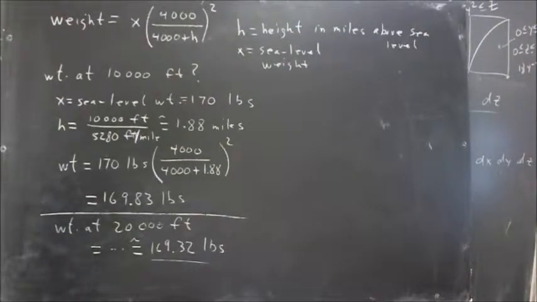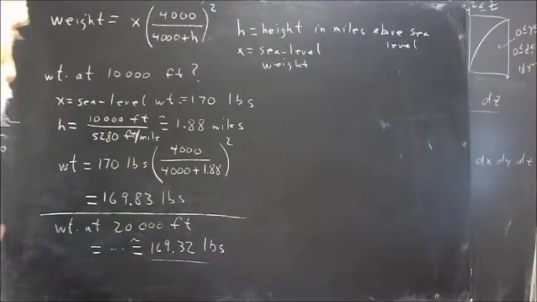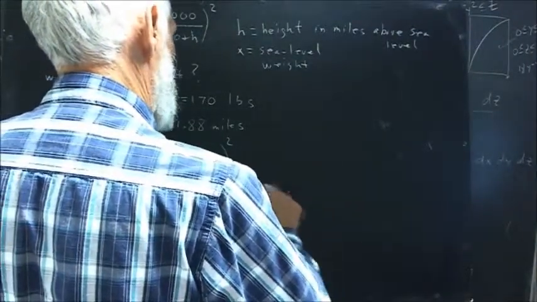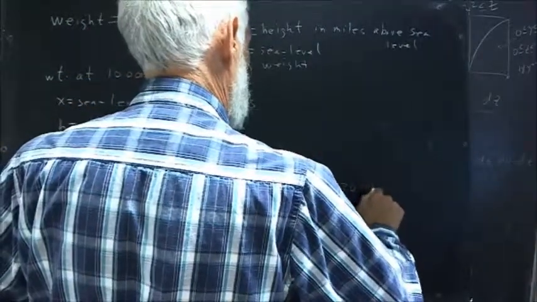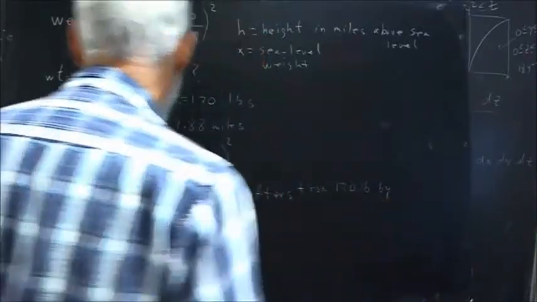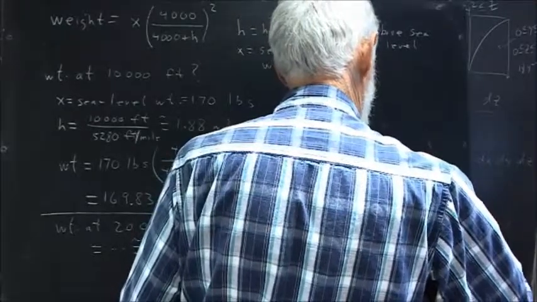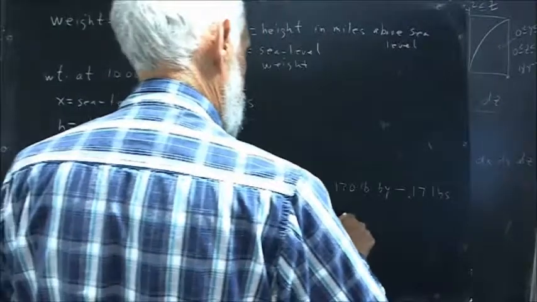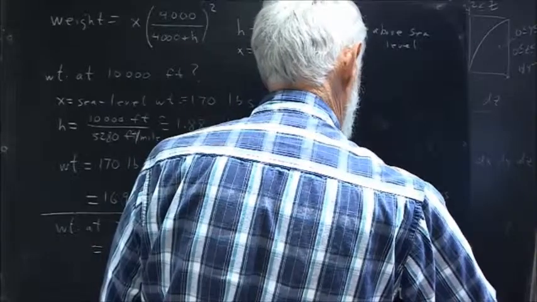Now, there's a further implication of this problem. By how much did each differ from your weight at sea level? Well, this differs from 170 pounds by negative 0.17 pounds. And this differs from 170 pounds by negative 0.68 pounds.